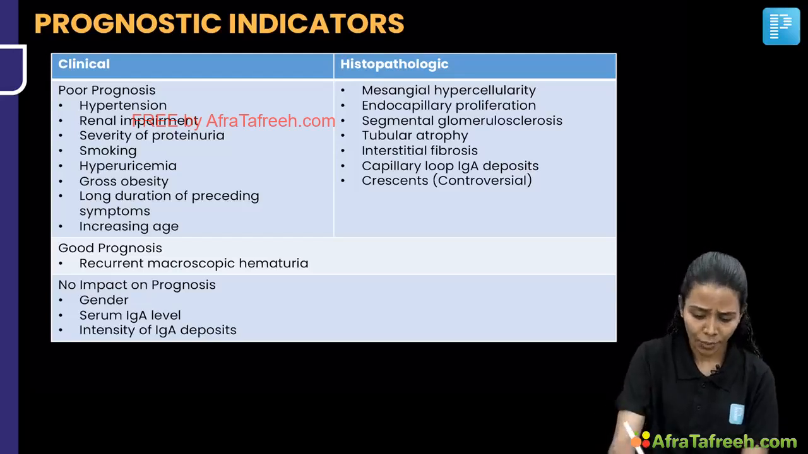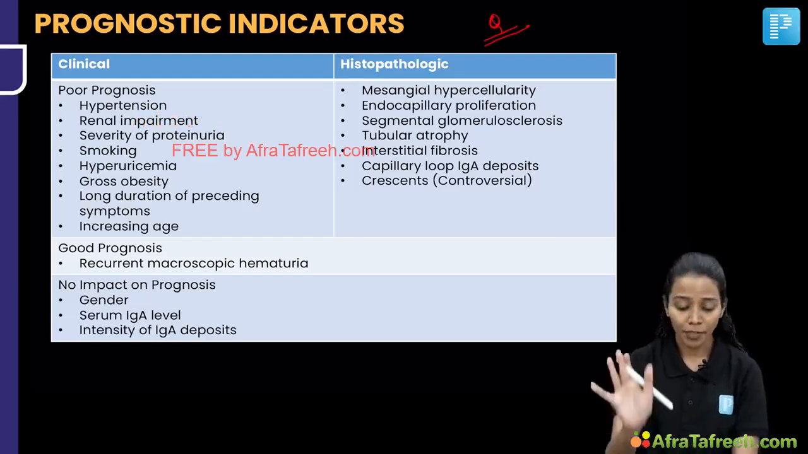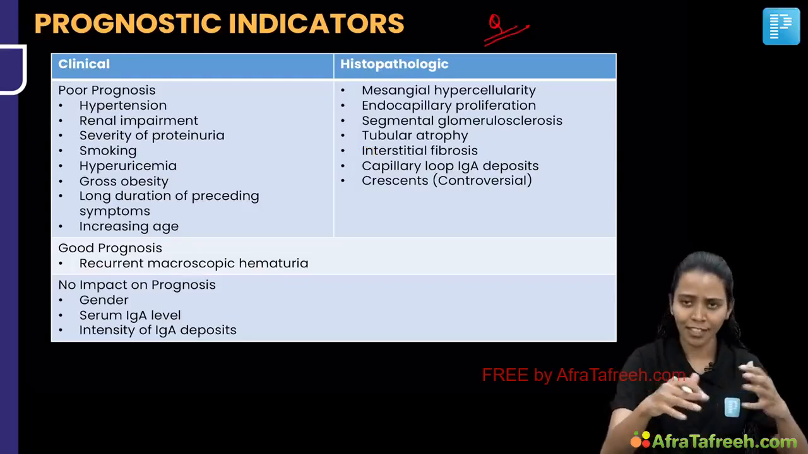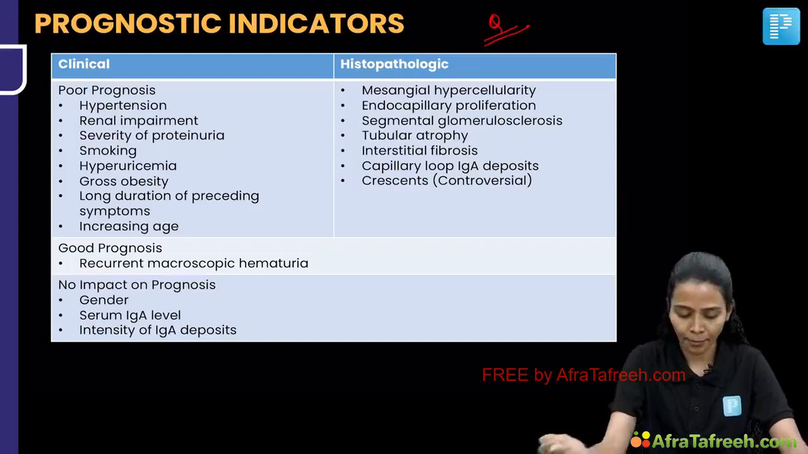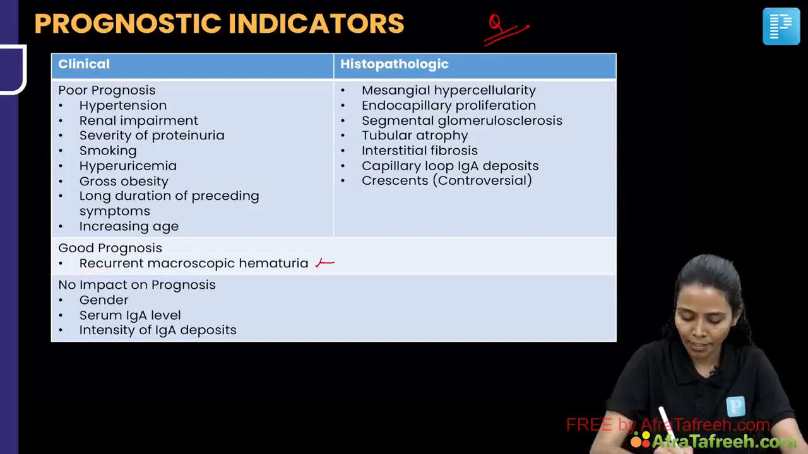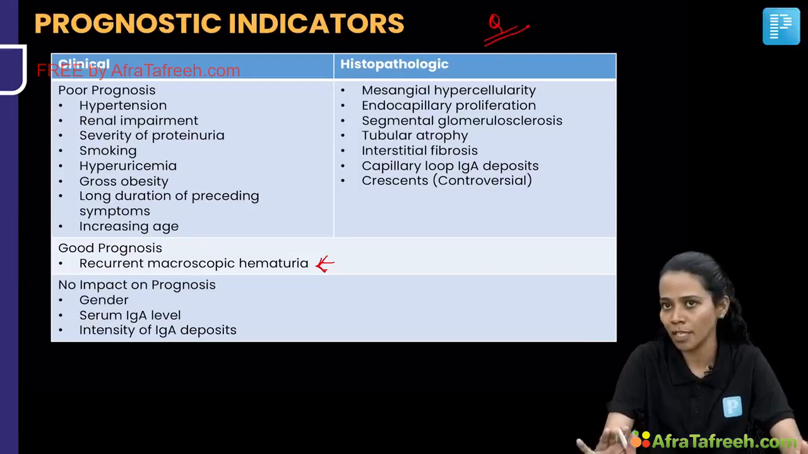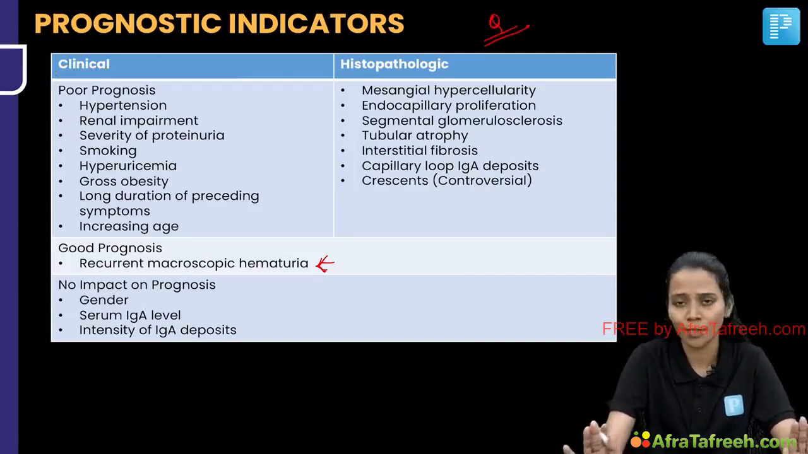Now, if there is one slide that is most important in this chapter, it is this, which are the prognostic indicators. So first, remember the good prognosis and no impact, because poor prognosis are many things, okay. Generally the questions are going to be like, all of the following causes poor prognosis except, because they can fit that except in this option, right? So, good prognosis is recurrent macroscopic hematuria. So, this has been asked multiple times in AIIMS and PGI entrance. Why should recurrent macroscopic hematuria be a good prognosis, you might be wondering.